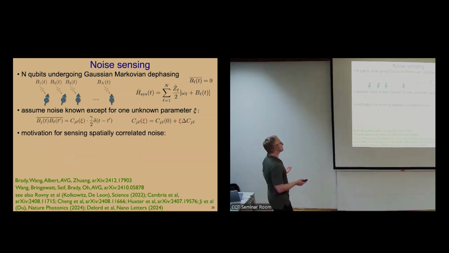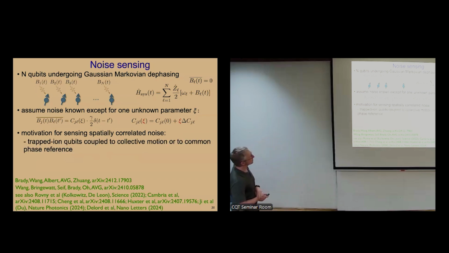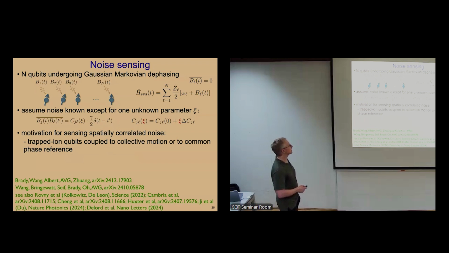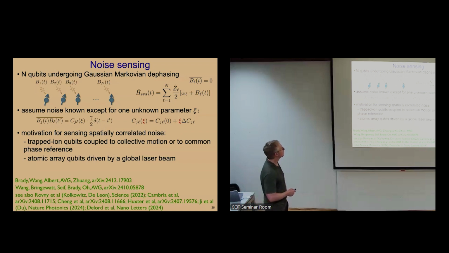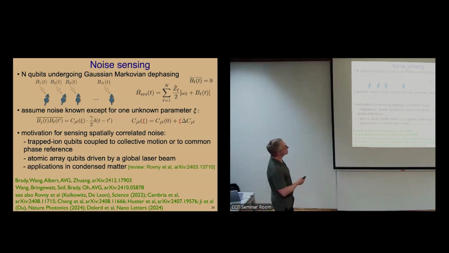So why would you want to do this kind of sensing of spatially correlated noise? Trapped ion qubits can be coupled to collective motion or to a common phase reference, and they would have spatially correlated noise. You could have atomic array qubits driven by a global laser beam, and they would also give rise to this correlated noise. There are lots of applications to sensing spatially correlated noise in condensed matter. There's this very nice review here by Natalie and Eugene Demler and others. So there's a lot of motivation for sensing noise, including spatially correlated noise.